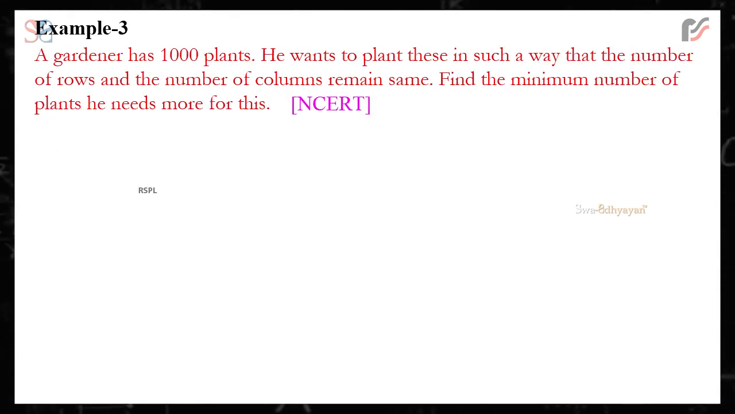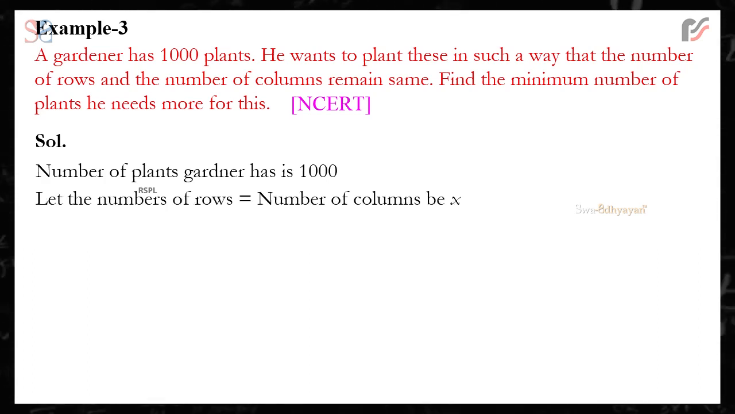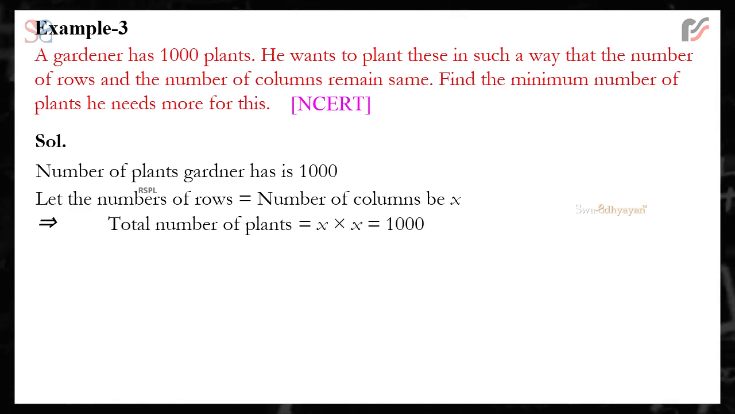Example 3. A gardener has 1000 plants. He wants to plant these in such a way that the number of rows and the number of columns remain the same. Find the minimum number of plants he needs more for this. NCERT. Solution. Number of plants the gardener has is 1000. Let the number of rows equal to the number of columns be x. This implies the total number of plants is equal to x into x, which is equal to 1000. x square is equal to 1000. x is equal to square root of 1000.